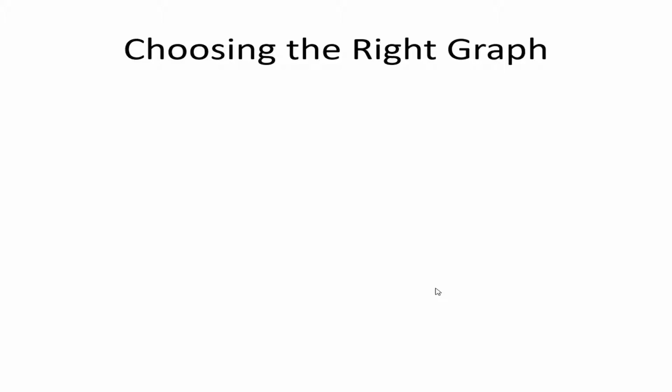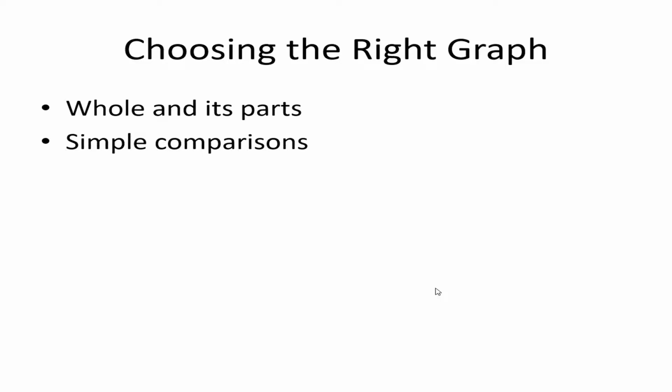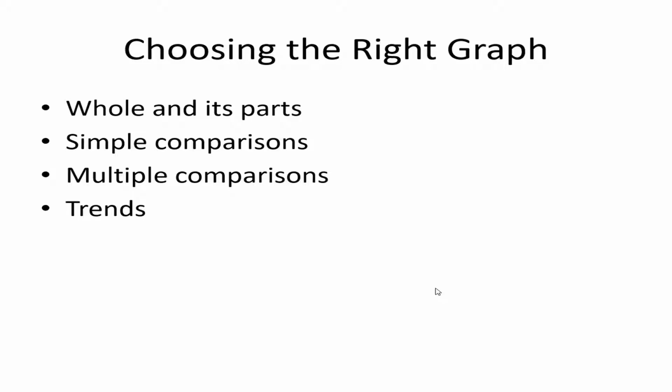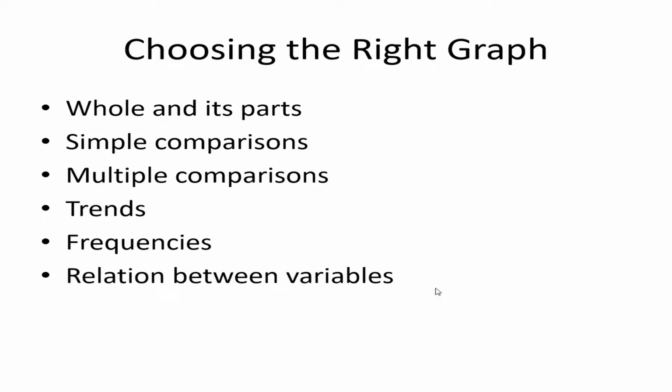But in order to choose the right graph, maybe this is the most important slide in the presentation. You have to ask yourselves about the nature of data. Is it whole and each parts? Or is it simple comparisons? Or multiple comparisons? Or trends with time or distance? Is it frequencies of occurrences? Or it's a relation between variables? If you can decide what kind of data you have, you can easily choose the best graphical representation.